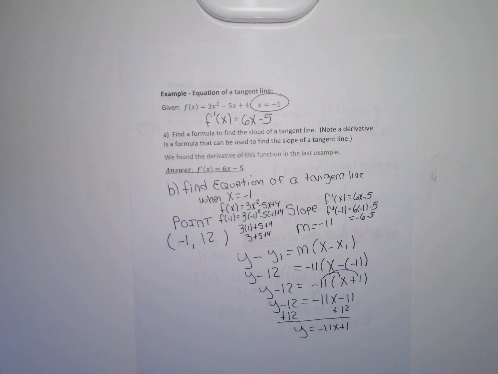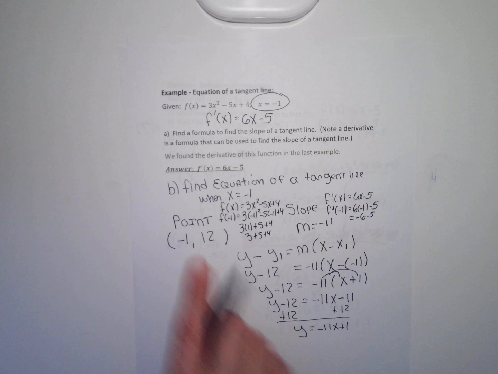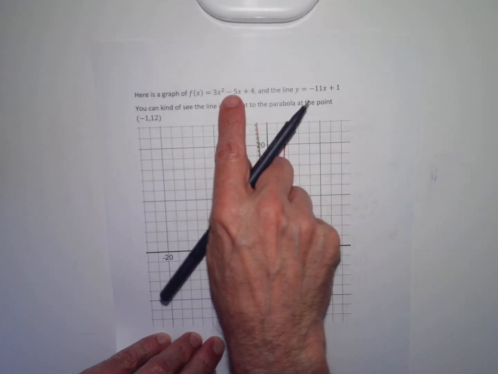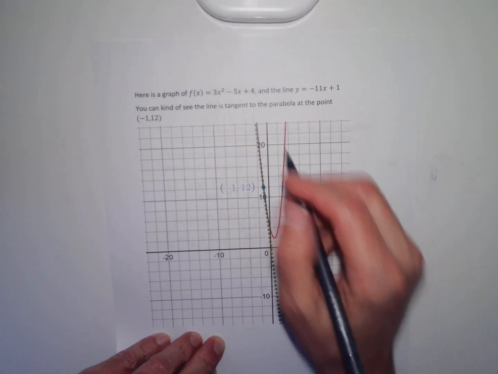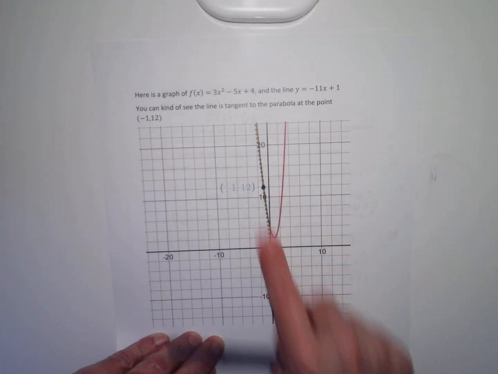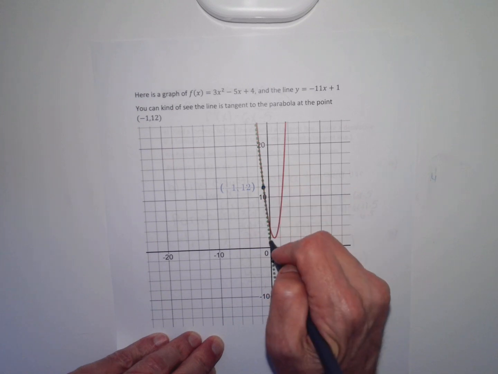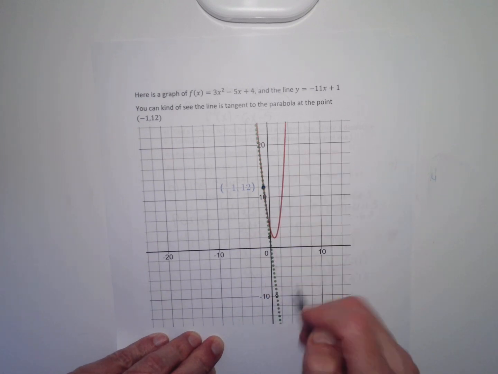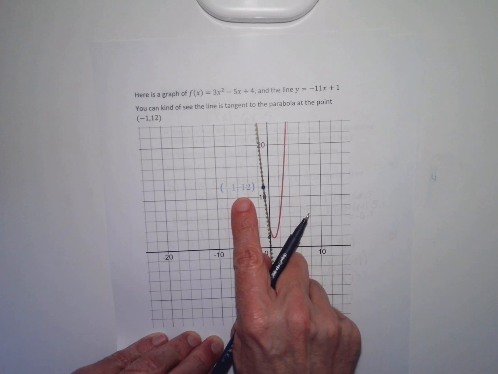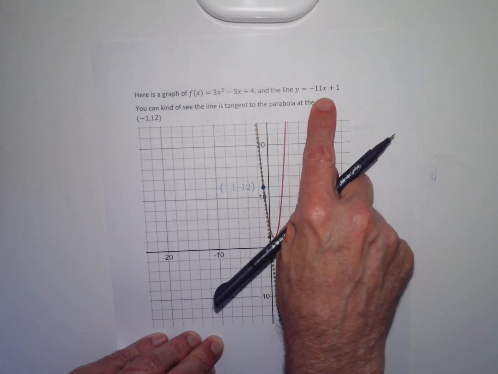Let me show you pictorially what's going on. So I have the point (-1, 12), and I have the equation of the tangent line, and I have the function. This is a picture of the graph of the function. This is the function 3x squared minus 5x plus 4. I plotted the point (-1, 12), and this line has a slope of -11, which means if I go down 11 and over 1, down 11 and over 1, I'd get from point to point on the line. So this is pictorially what I found. I found the equation of this tangent line. It goes through the point (-1, 12), and it has a slope of -11.